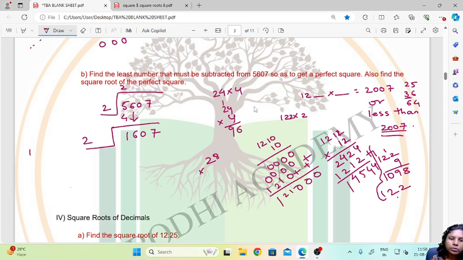28 into 8, 8 8s are 64, 8 2s are 16, 17, 18, 19, 20, 21, 22. Then 29 into 9, 81, 9 2s are 18, 19, 20, 21, 22, 23, 24, 25, 26. So even higher we have to go. Okay.